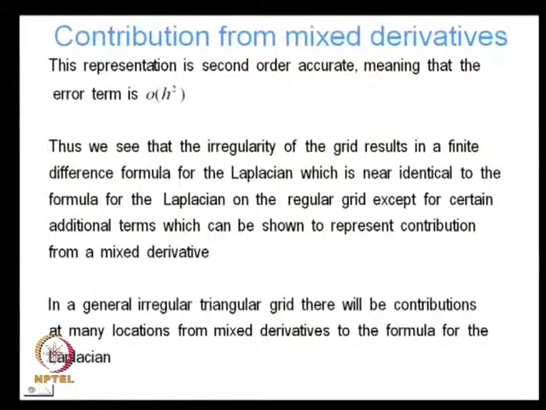So, if you evaluate the Laplacian using a regular grid, you have to add additional corrections for the fact that the grid is irregular, and those correction terms will involve finite difference approximations for the mixed derivatives. So, although we are evaluating the Laplacian, which does not involve any mixed derivatives, our finite difference approximation is going to involve mixed derivatives if we have an irregular triangular grid, right. This is just to give you some idea of these operators.